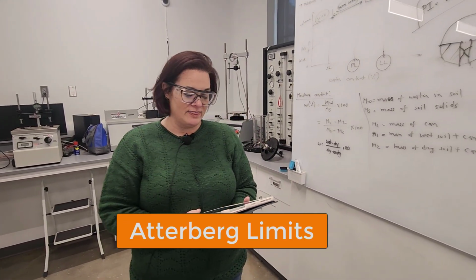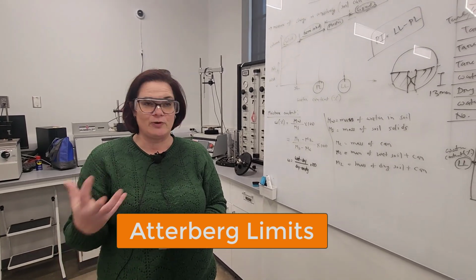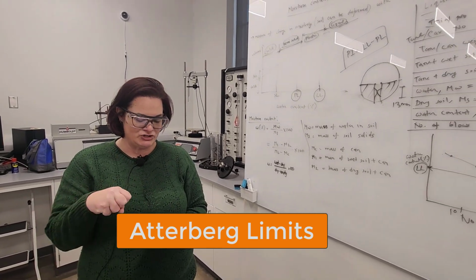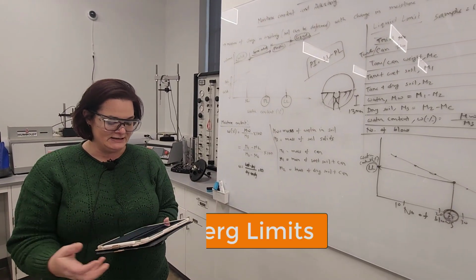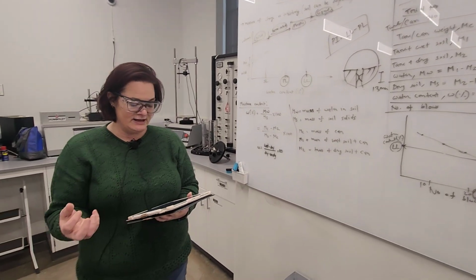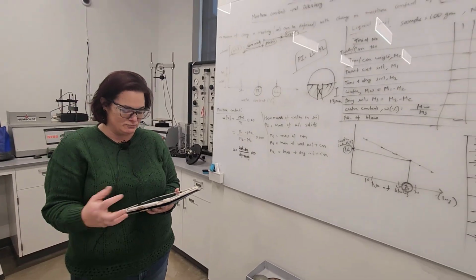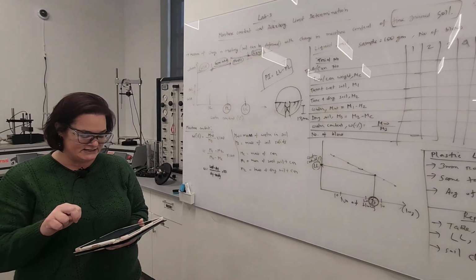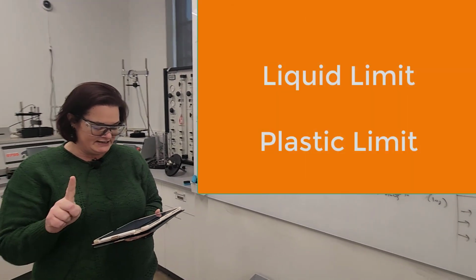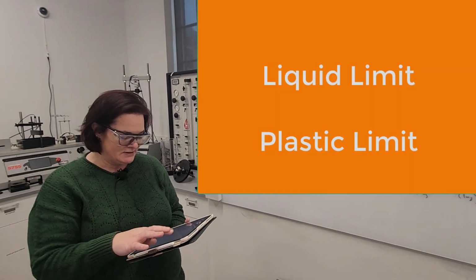Atterberg limits are the moisture content or threshold water contents at which certain types of engineering behavior can be determined or expected. They're the change in consistency with a change in moisture content. There are two specific moisture contents that we're going to discuss, liquid limit and plastic limit.